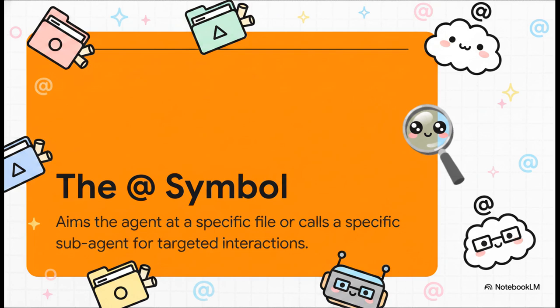One of the absolute most powerful features you have is the @ symbol. Instead of giving the agent a vague prompt and just crossing your fingers that it blindly searches your directory and finds the right code, you use the @ symbol to point it exactly where you want it. So typing @index.js forces its attention squarely onto that one file. You can also use it to call on specific sub-agents. For example, if you want a particular part of the multi-agent system to take a look at your work, you just type @reviewer. It's super targeted.